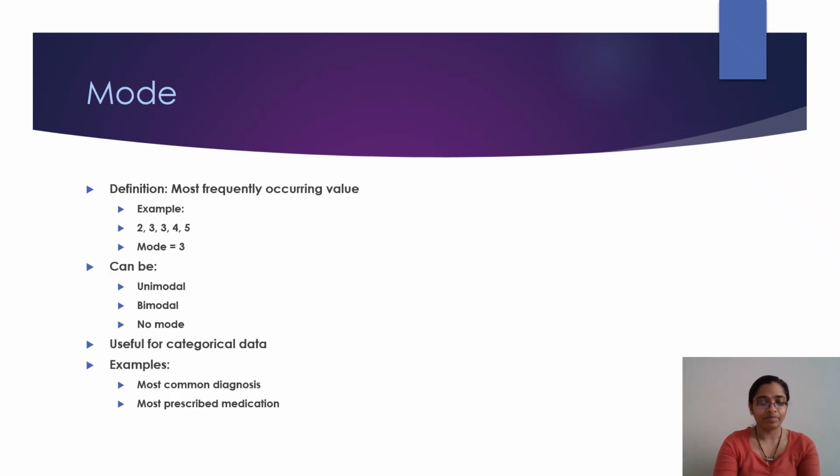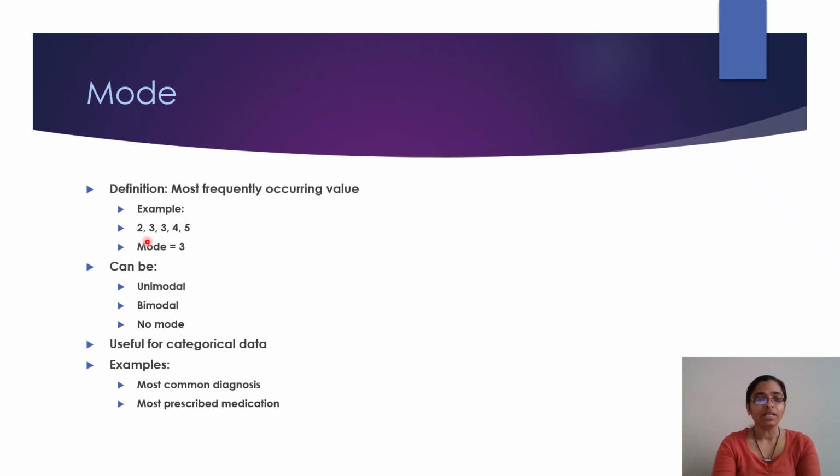Now let's see, what is a mode? The mode is the value which occurs most frequently. It is the simplest measure, but it is often overlooked. Mode is especially useful when we are dealing with categories rather than numbers, such as the most common psychiatric diagnosis.